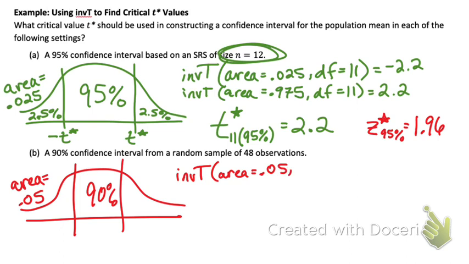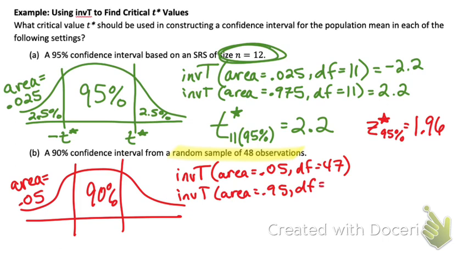Area is 0.05. Oh, wow. Wait, what is our degrees of freedom? It says we have a random sample of 48. So what is our degrees of freedom? 47. Very good. Now, I could have also used an area of 0.95.